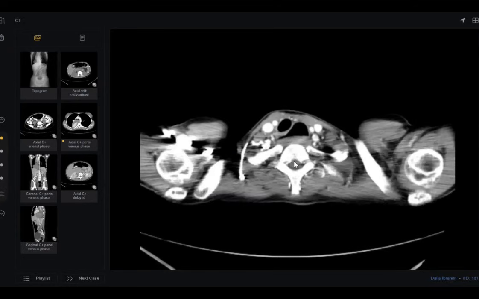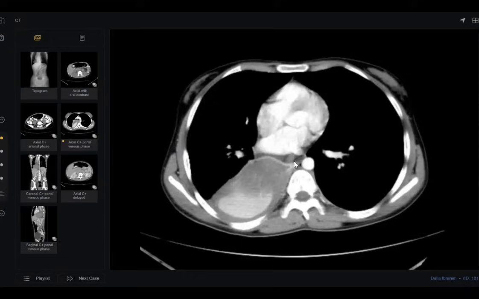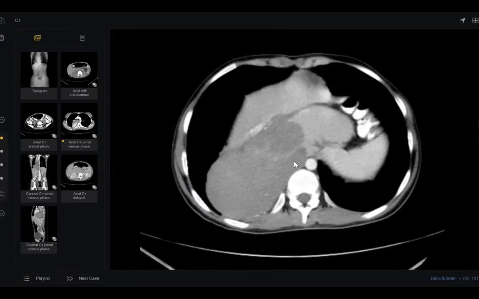Okay, and the patient has presented with dysphagia. Now I can see that the esophagus is grossly dilated. In my routine practice, I would like to see the coronal images of this patient and also the sagittal reformats if available to characterize it better. What's your differential diagnosis?